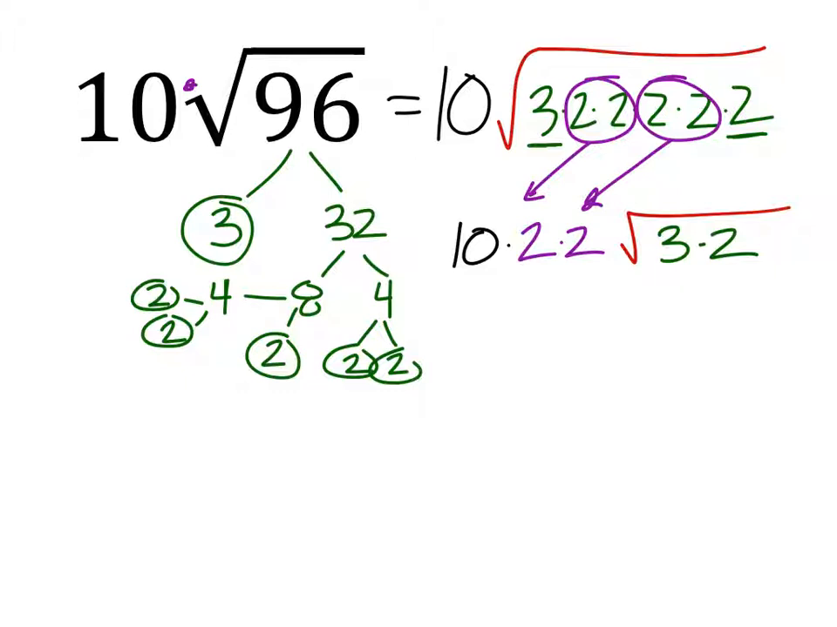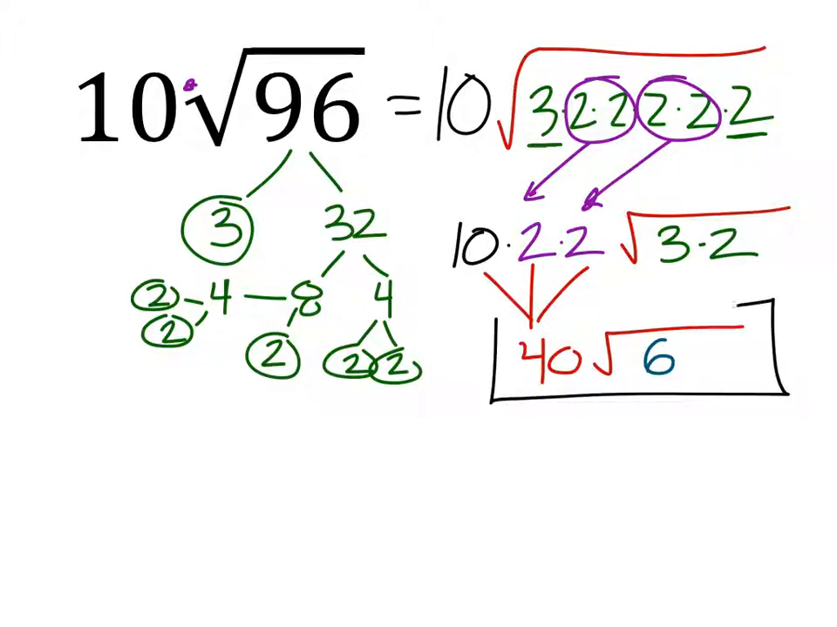What I want to do now is simplify these. So I've got 10 times 2 times 2, which is 40, times the square root of 3 times 2, which is 6.